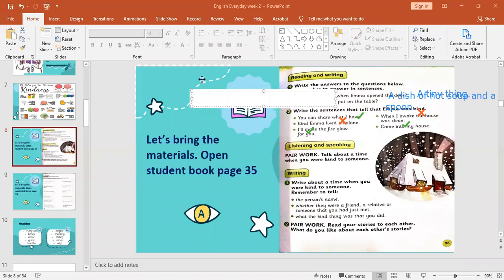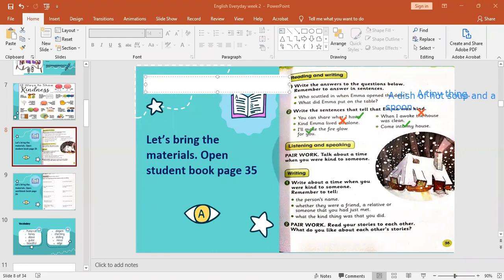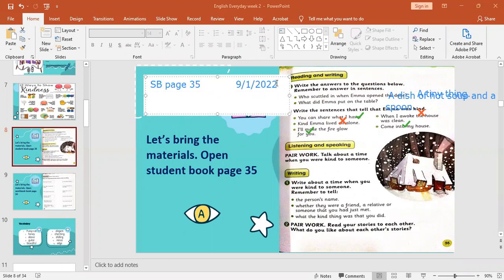So if this is my notebook, first of all, I'll write the date, which is 9th of January 2022. And I'll write it's from the student book, page what? Page 35. So I know where I'm working from. And remember, our topic for today is what? Kindness.